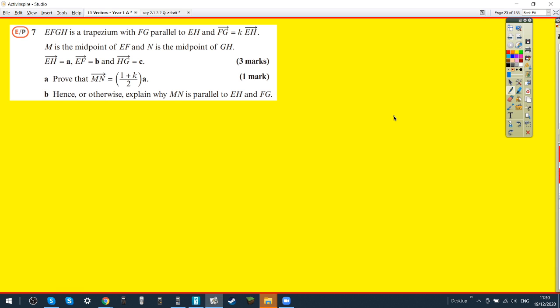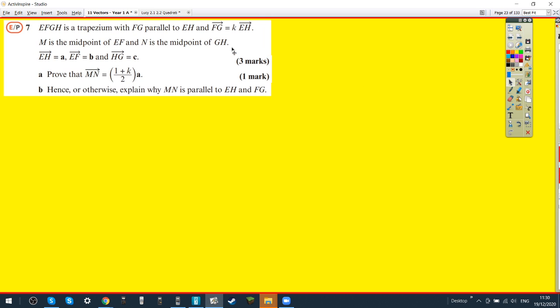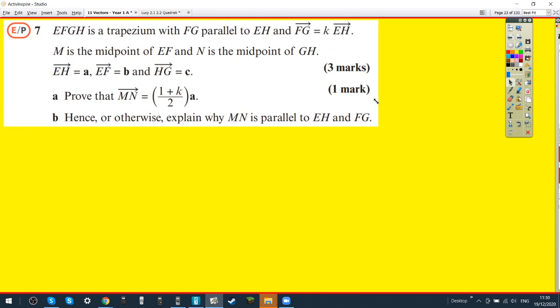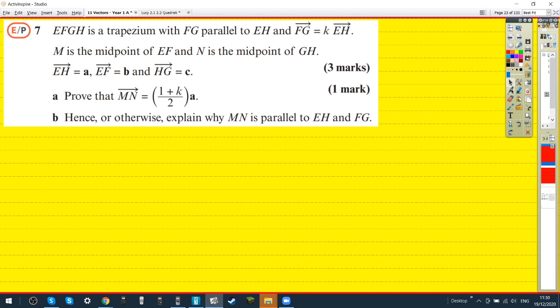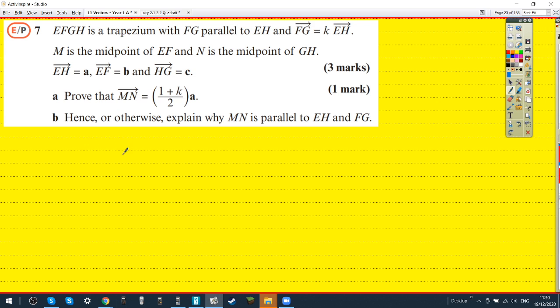Oh, I like the diagrams. What is this stuff? It's a trapezium. I'm gonna sketch it. Okay, trapezium looks something like that.